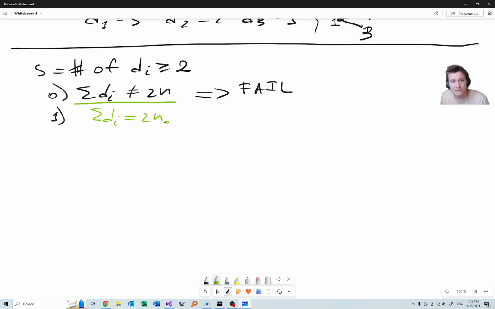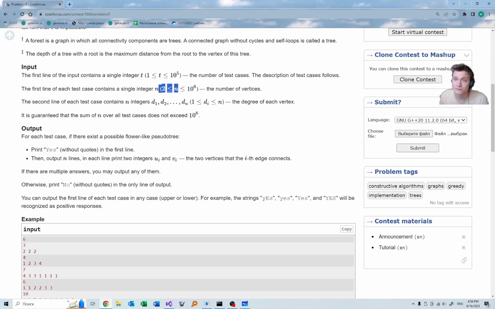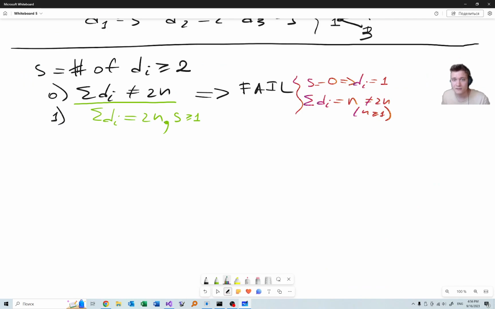Actually, this implies that S is at least 1. Yeah, because if S is 0, then, let me write it here. If S is 0, then all di equal 1. And if all di equal 1, then the sum of di equals the number of vertices, which is n. And this is not 2n, because n is at least 1. Maybe even at least 2. Let me see. Yes, and even at least 2. So as you see, it is not possible. So S is at least 1.